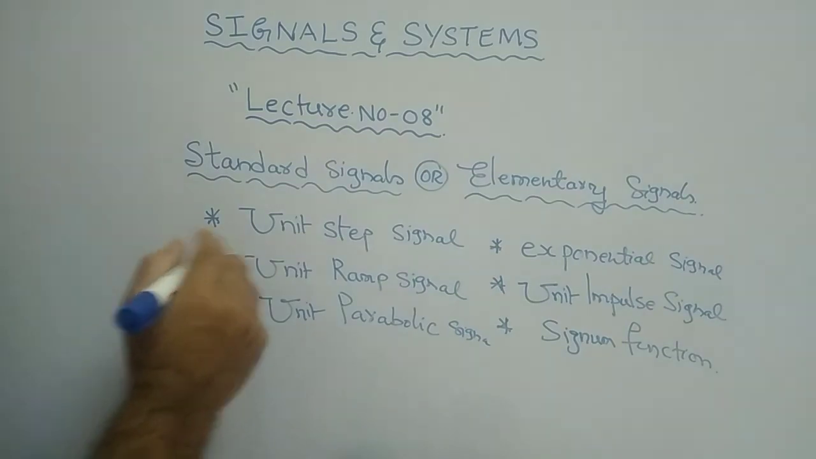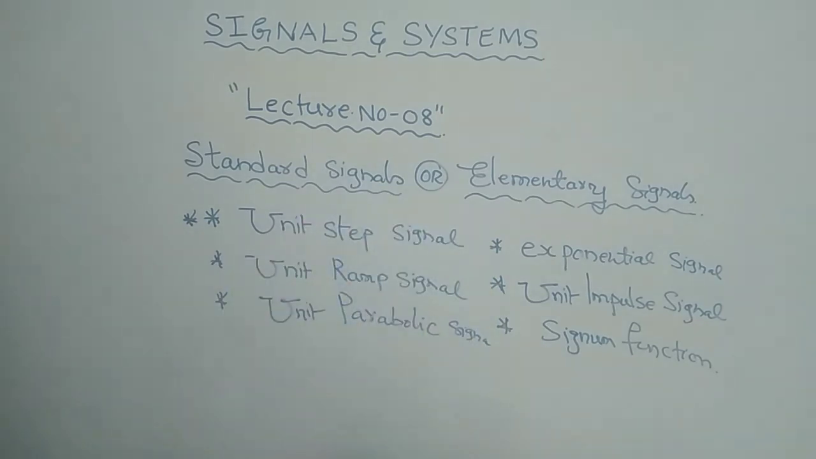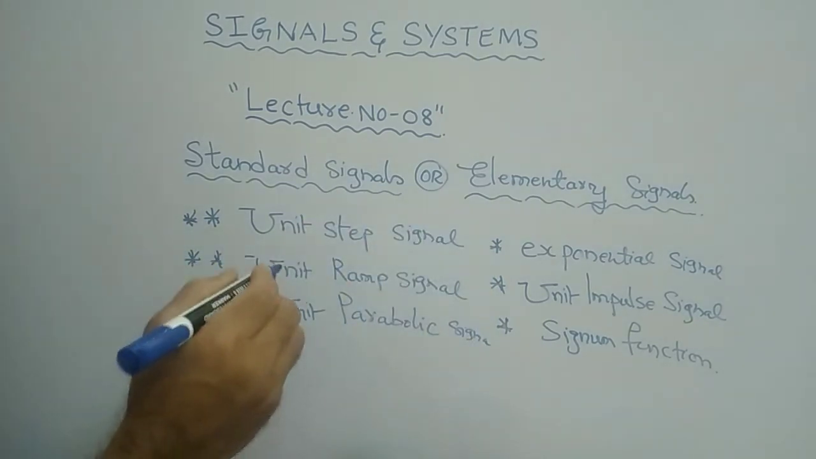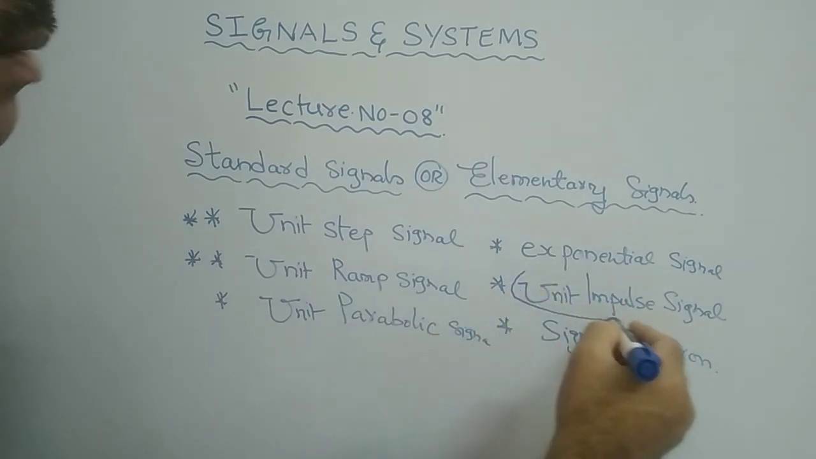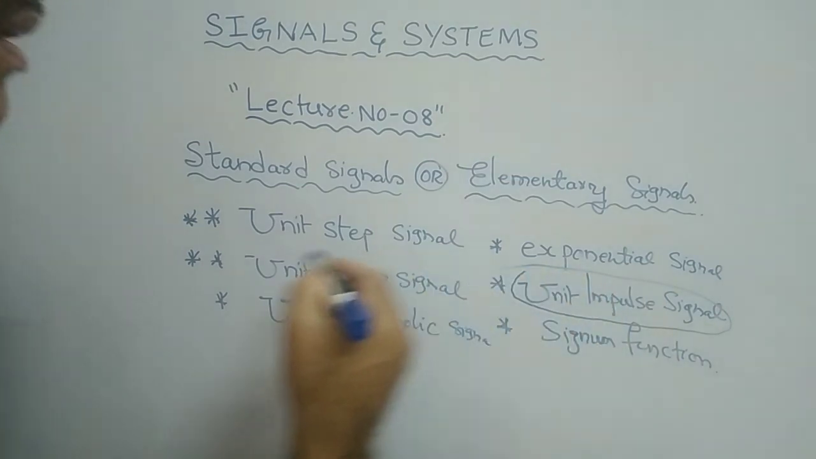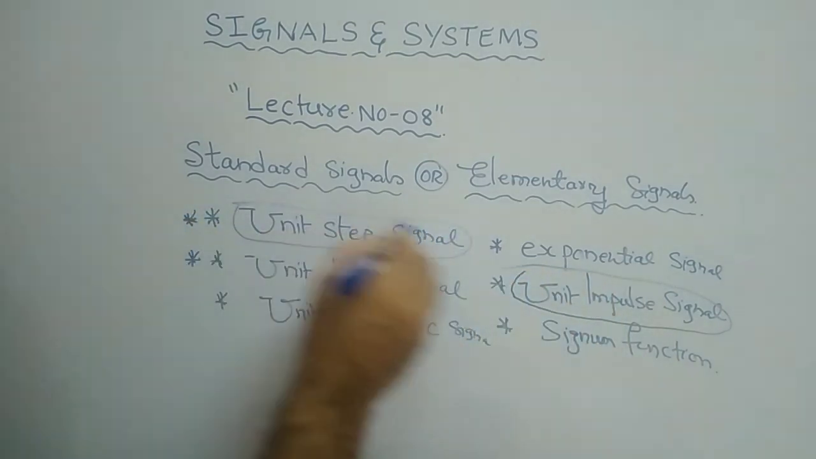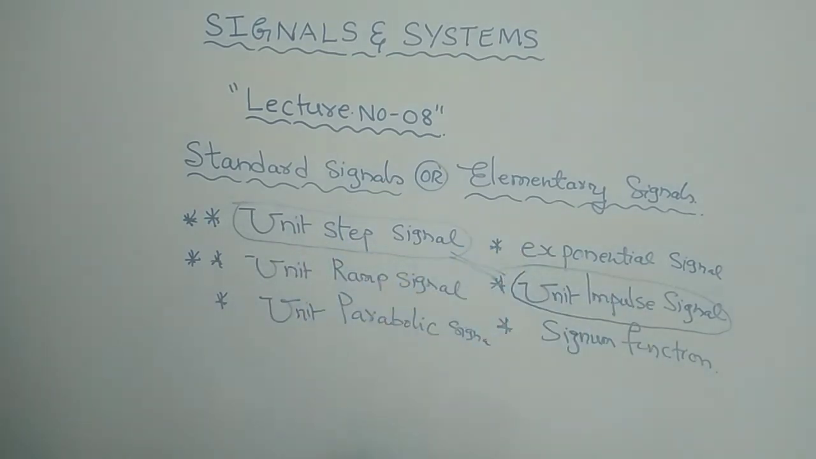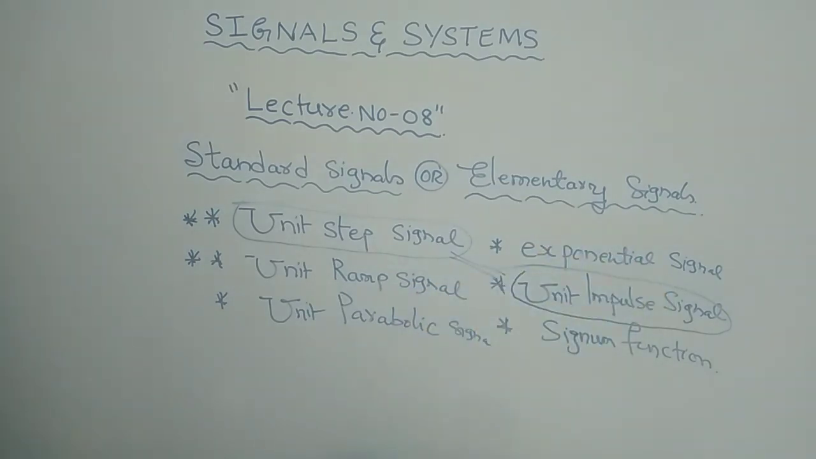Here the most important is unit step. Most of the time we will consider the unit step signal, very rarely we use ramp signals, and most of the time the impulse signal. Unit impulse is very important, and unit step is widely used. These two are very important actually, unit step as well as unit impulse. Very rarely we use unit ramp and the exponential signal, and rarest of the rare we use the signum function.